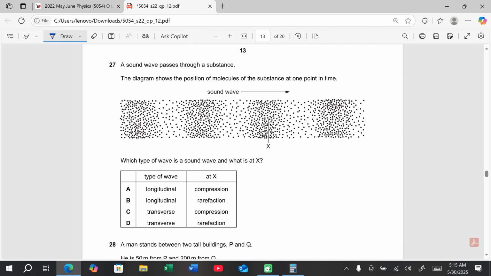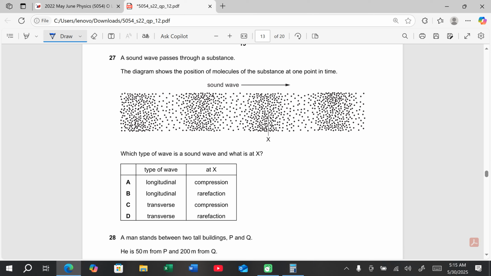A sound wave passes through the substance. The diagram shows the position of the molecules of the substance at a point in time. Which type of wave is a sound wave, and what is X? It is always a longitudinal wave, and since the particles are closer to each other, there is a compression.